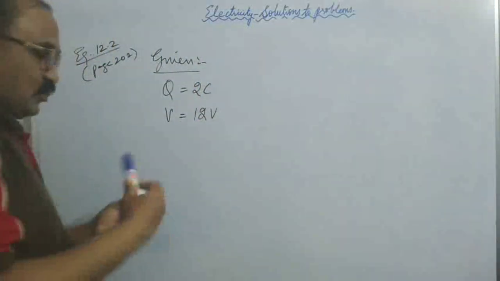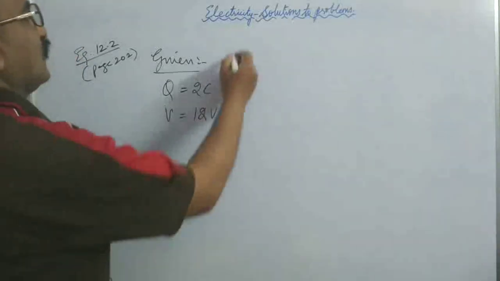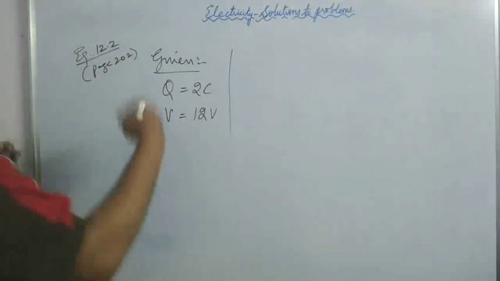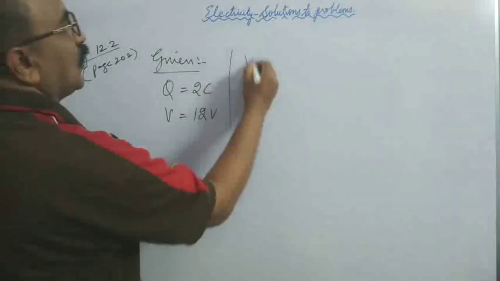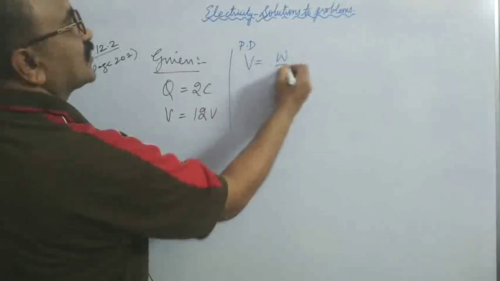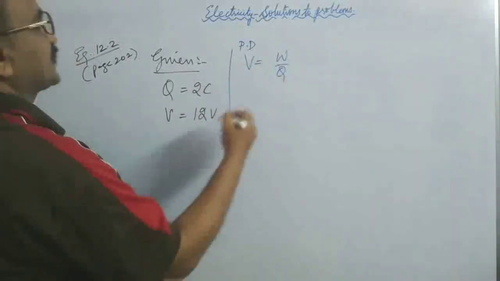Yes, it's 12 volts. Now what is it that we have to find? How much work is done? So go to the basic potential difference. We know potential difference is equal to work done per unit charge. So that's the idea, right?